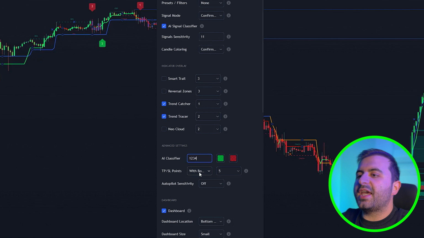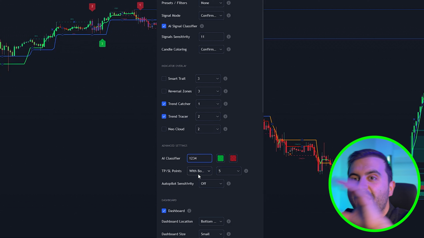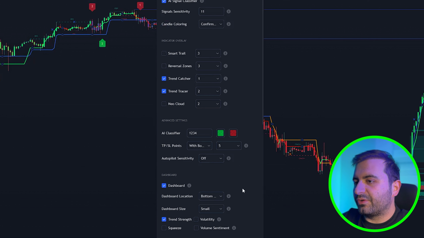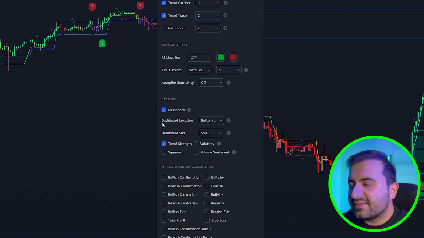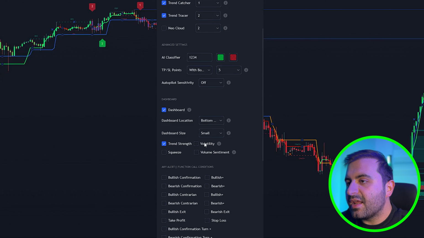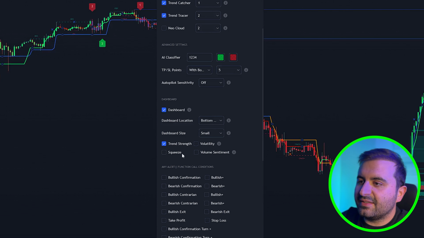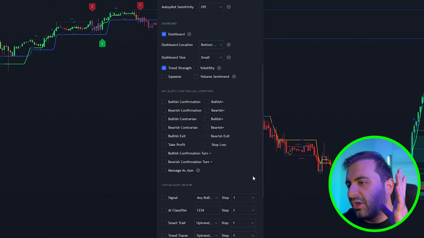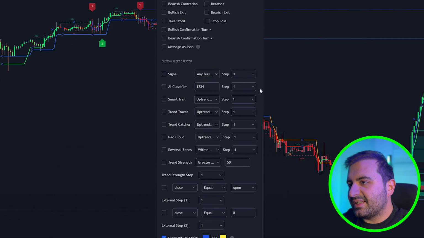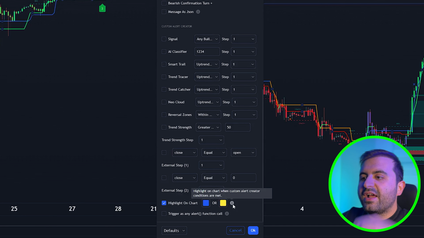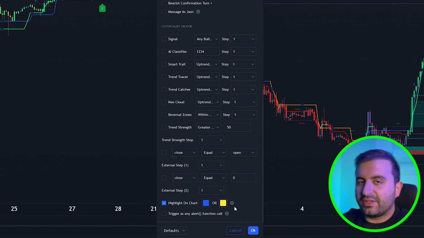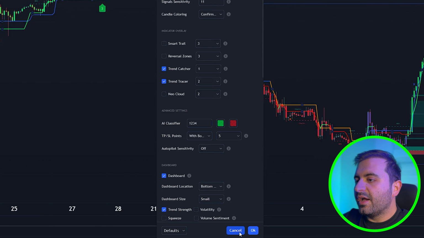I have enabled the take profit and SL points to show off how it works. So you can disable or enable them, you decide. Dashboard is enabled. They have adjusted this also. It's a great new feature again, because you can now disable the volatility squeeze. If you don't need it, you can just close it up, and all of the settings here are the same. Of course, they have added a couple of settings. Highlight on chart means that if there is an alert, it will show you on the chart in blue or yellow, but you can change it. So that's all. Hit the OK button.